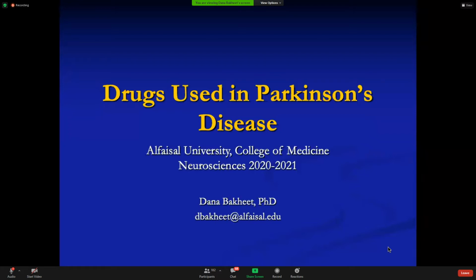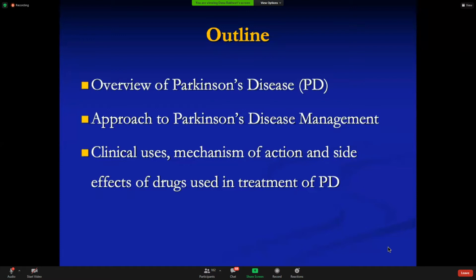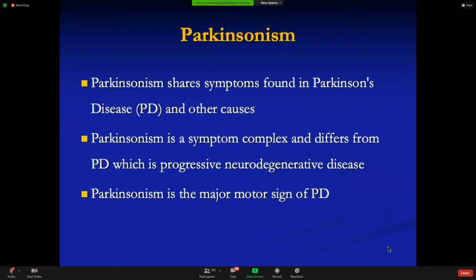Now, what are the drugs used in Parkinson's disease? The outline: the overview of Parkinson's disease, approach to Parkinson's disease management, clinical use. I was having the pharmacokinetics, and then I believe I removed the pharmacokinetics from the Alzheimer's drugs, by the way. Mechanism of action, side effects of drugs used in treatment of PD.